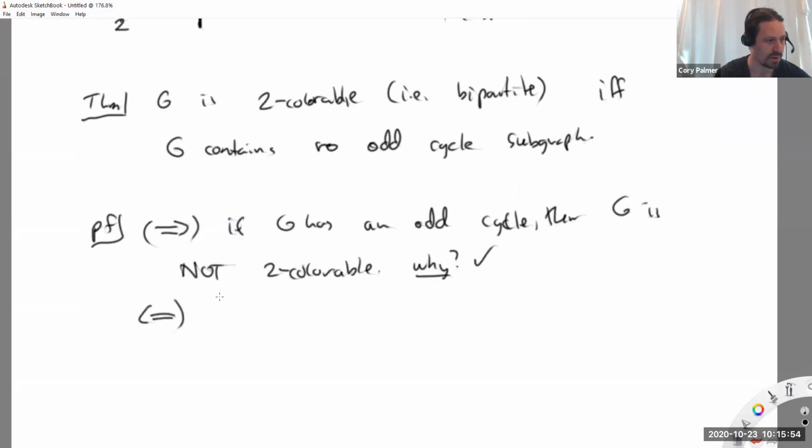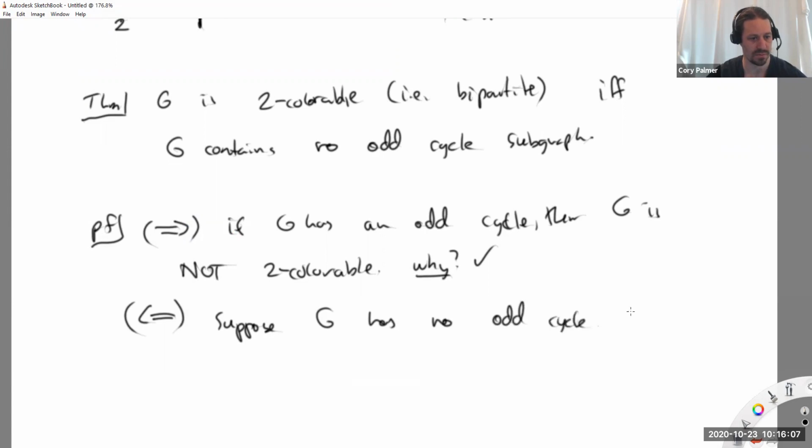Now the reverse, let's suppose that G has no odd cycle, and let me produce for you a two coloring. So suppose G has no odd cycle subgraph, and then we want to show G is two colorable.